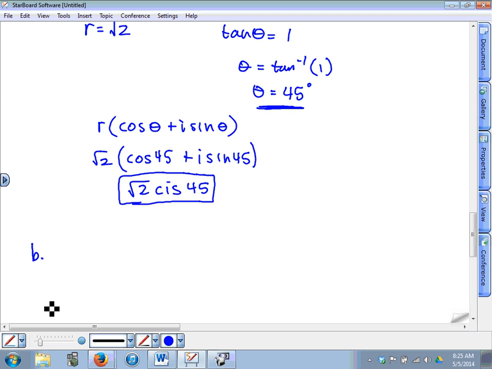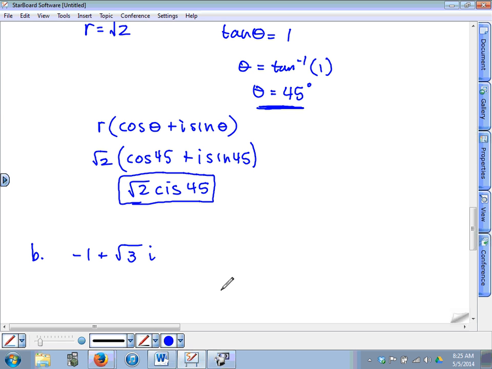Let's try another one. I know I'm going super quick, but there's a little bit more I want to get to before we're done. Let's do negative 1 plus square root of 3 i. Before you do anything, where is this number on the complex plane? We'd be in quadrant 2. You go negative 1 to the left, and then up square root of 3. So yeah, it's in quadrant 2.